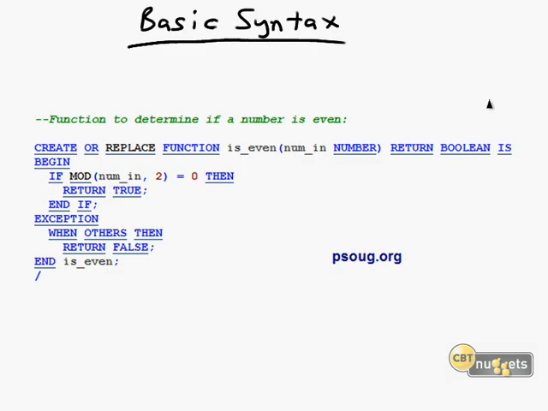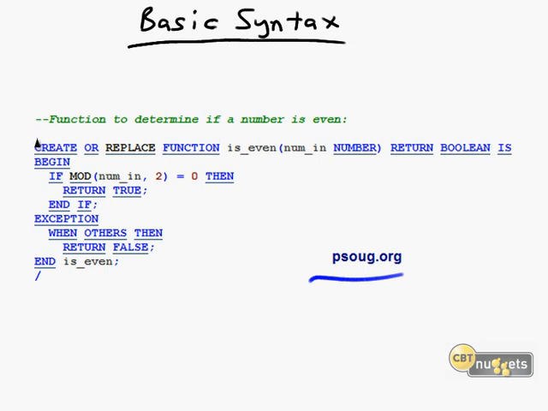We're going to be doing a demo in just a moment, but before we do, a little bit more on the basic syntax of PL/SQL objects. This sample code comes to us from the psoug.org website, and this function will determine if a given number is even. The guts of what's going on here is the mod function, which calculates a remainder. If any number is divisible by 2 and comes up with no remainder, then it's even. That's what's going on mathematically.